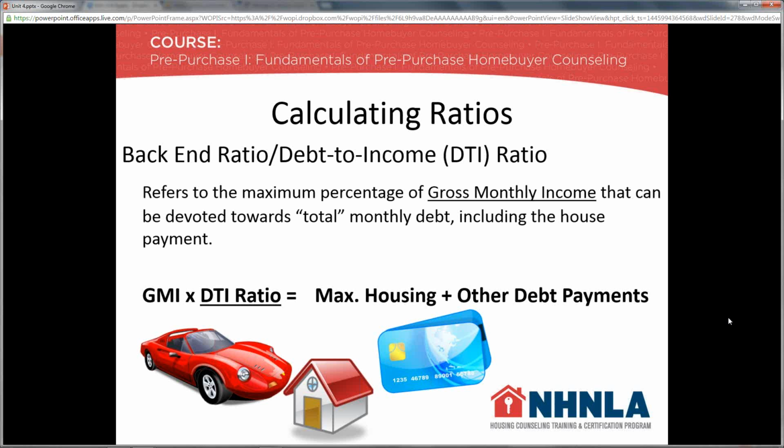So the back-end ratio, or debt-to-income ratio, refers to the maximum percentage of gross monthly income that a lender or subsidy provider will allow to be devoted towards the total monthly debt, including the house payment. So you would take the gross monthly income, multiply it by the debt-to-income ratio, and that equals the maximum housing payment plus all the other debt payments.